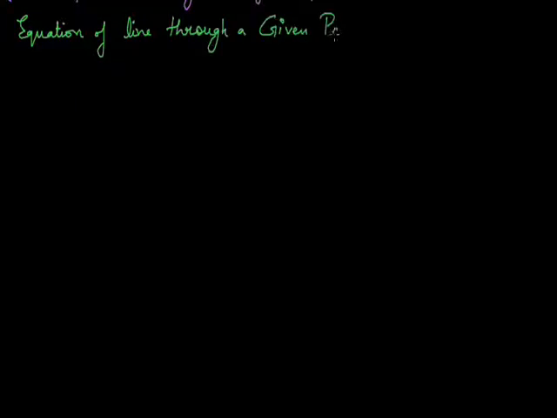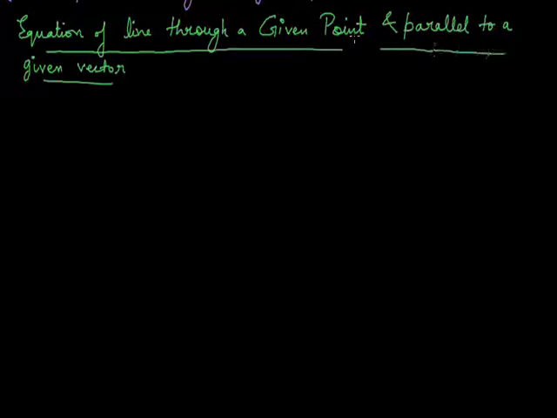Let's take the first case. The first case is to find the equation of line through a given point and parallel to a given vector. So in this case, what are we given? We are given a point and a vector to which the line is parallel. We will find out the equations in the vector form as well as Cartesian form. So let's discuss the vector form first.